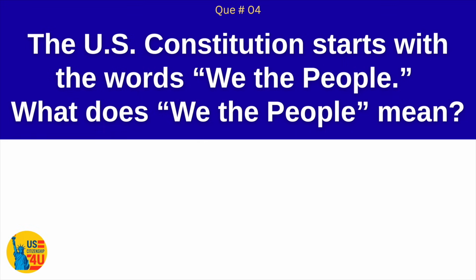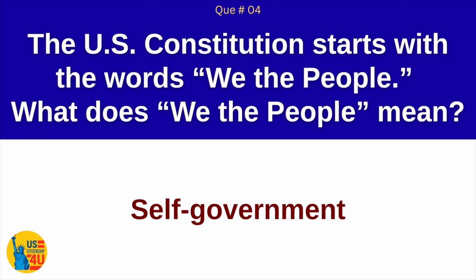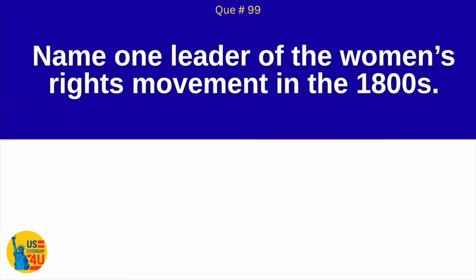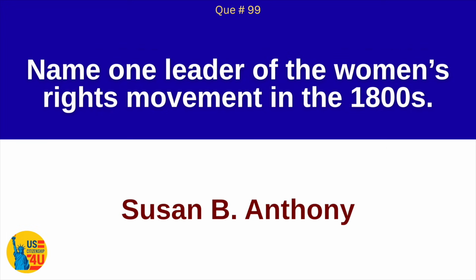The U.S. Constitution starts with the words, "We the people." What does "we the people" mean? Self-government. Name one leader of the women's rights movement in the 1800s. Susan B. Anthony.